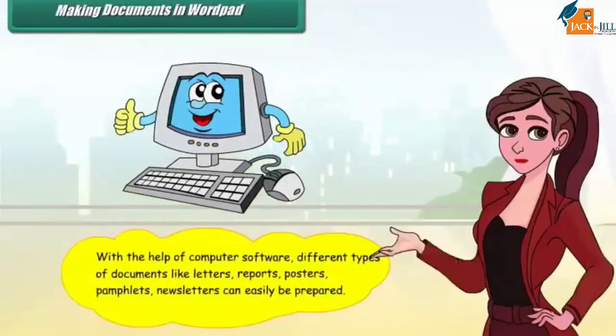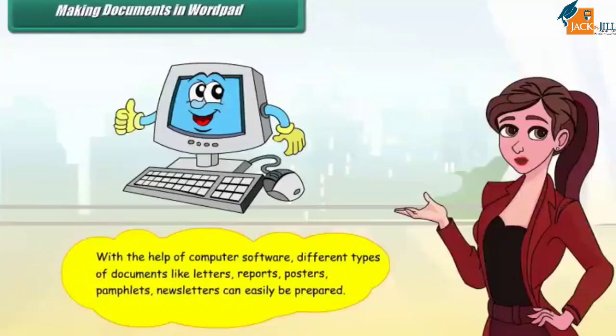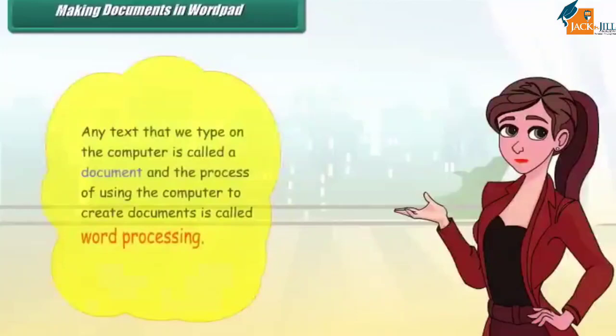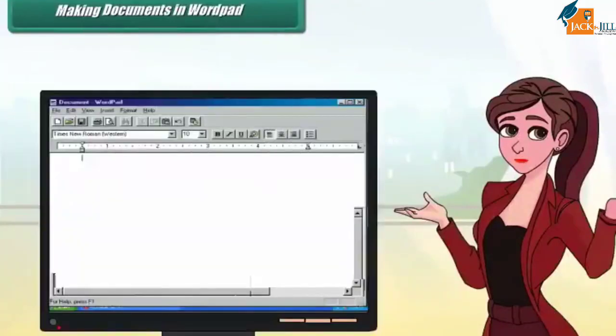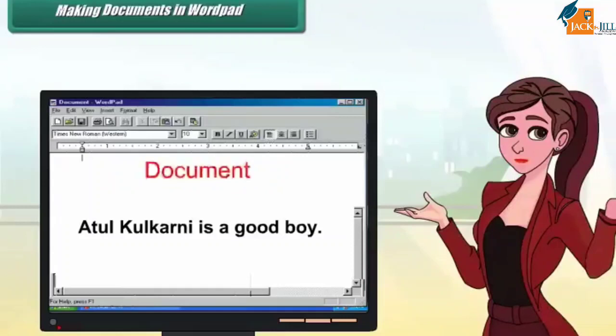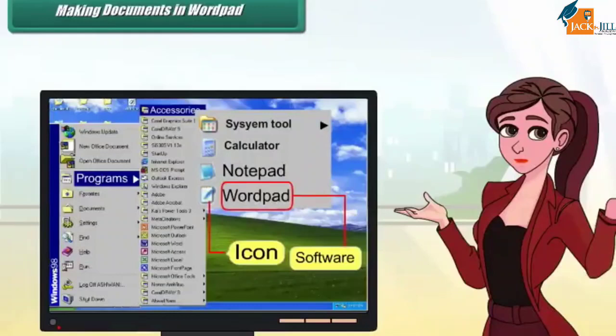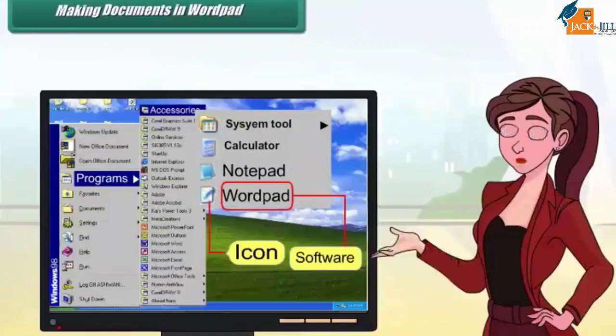With the help of computer software, different types of documents like letters, reports, posters, pamphlets and newsletters can easily be prepared. Any text that we type on the computer is called a document, and the process of using the computer to create documents is called word processing. In this chapter, you will learn about WordPad software. WordPad software is represented by this icon.